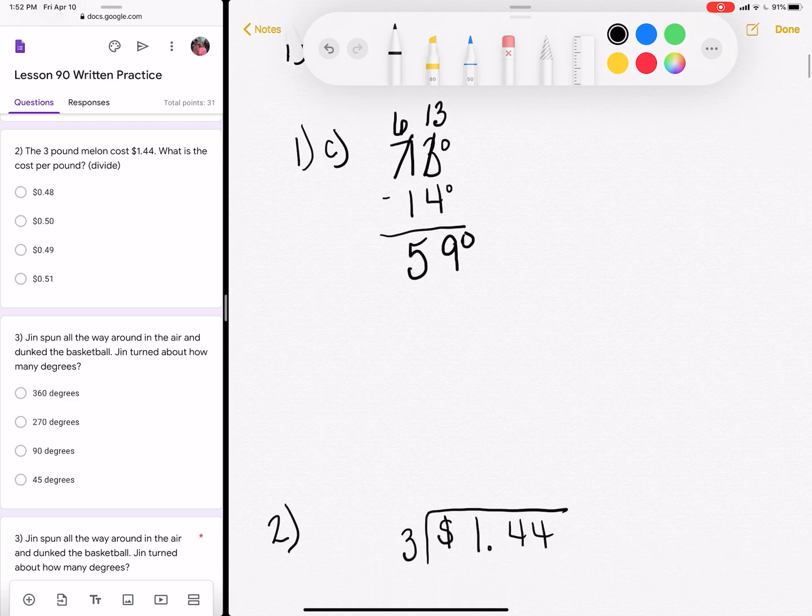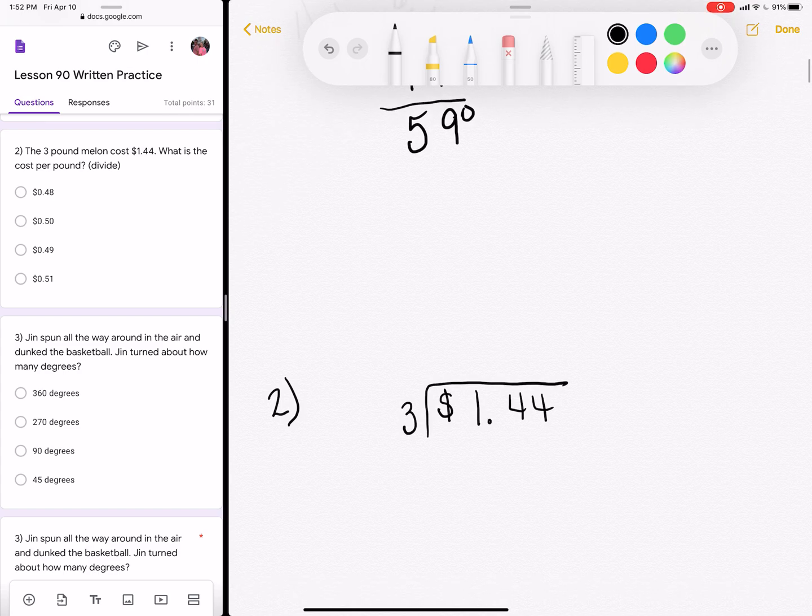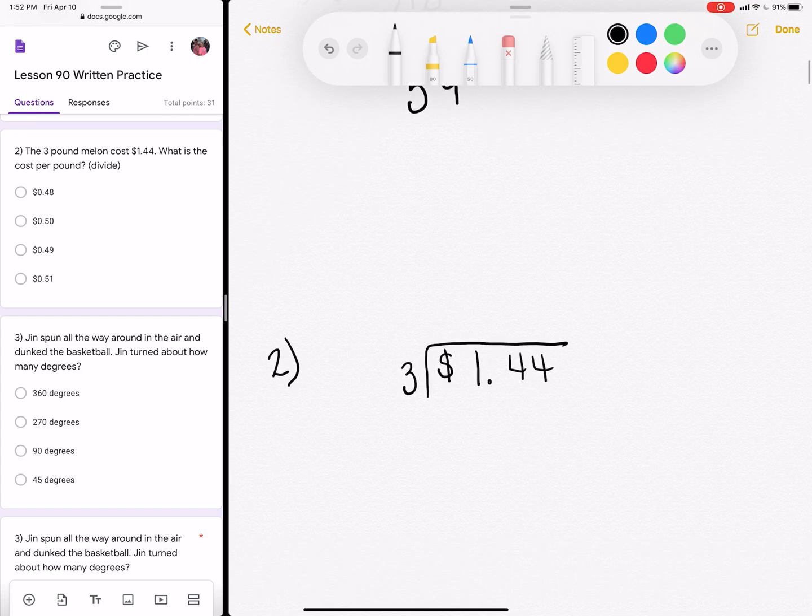Number 2, there's a 3-pound melon that costs $1.44. What is the cost per pound? So you divide by 3 to find the cost per pound. 3 will not go into 1, but it will go into 14. So you go ahead and you put that decimal up on the stage. 3 will go into 14 4 times. 3 times 4 is 12. 4 minus 2 is 2. And bring down a 4.